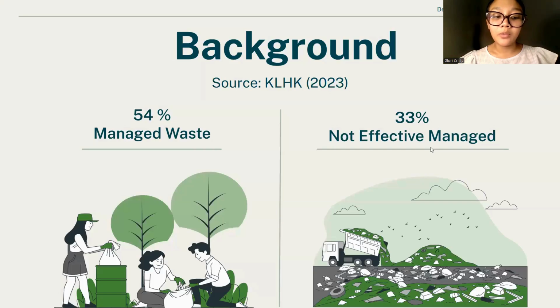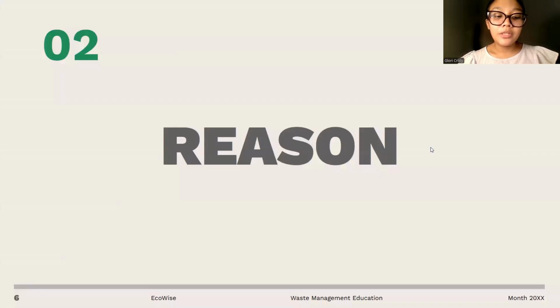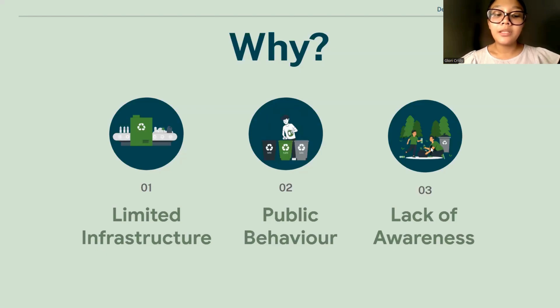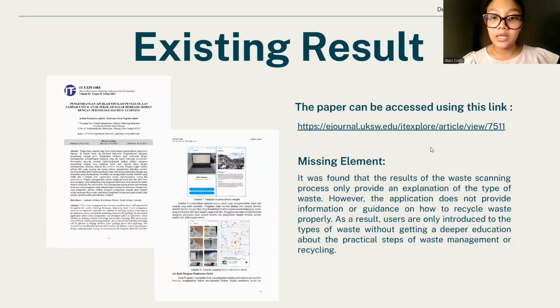First, the background. We chose EcoWise because Indonesia has a serious waste problem. Indonesia produces 64 million tons of waste per year, and 33% of it is not effectively managed, based on our research from KLHK. The reasons: first, limited infrastructure, so a large portion of waste ends up in the environment, harming the ecosystem and causing health risks. The second is public behavior, due to a lack of awareness about handling waste in the right way.